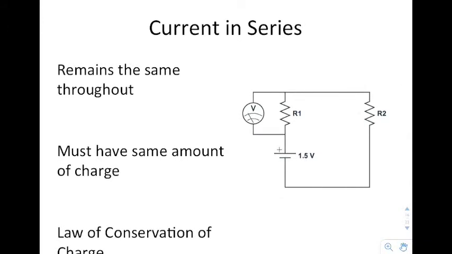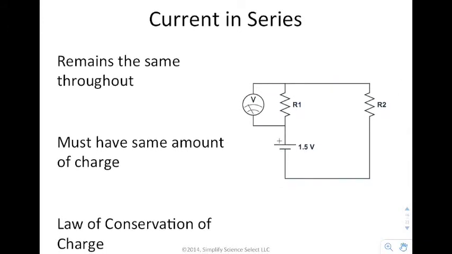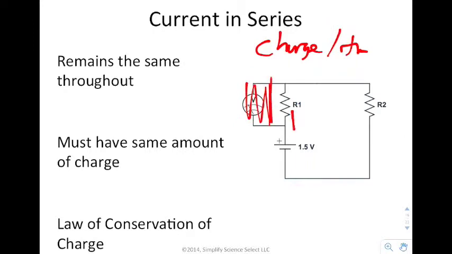Whenever you talk about the current in series, the current stays the same. Now remember, current is the amount of charge. It's actually the charge per time. Well, if I'm in series, let's kind of ignore this voltage part for now. Let's say that I have one charge as it goes through the circuit.